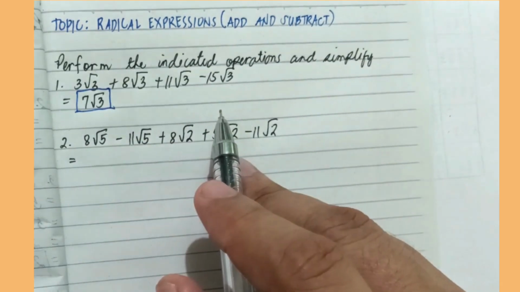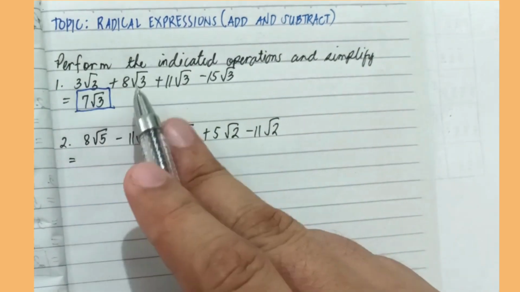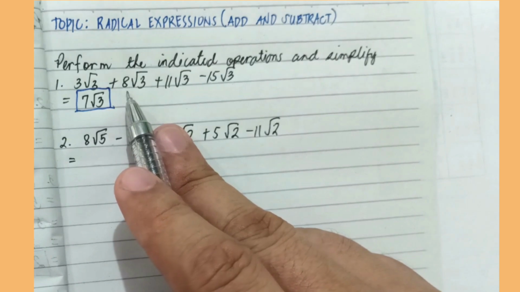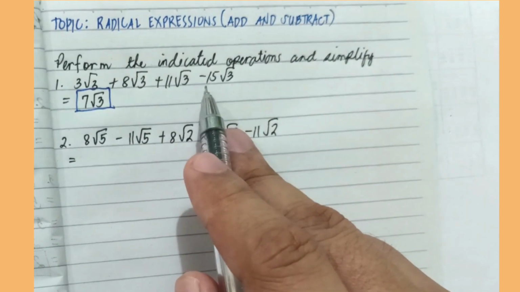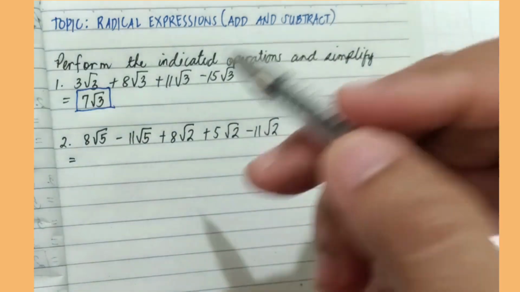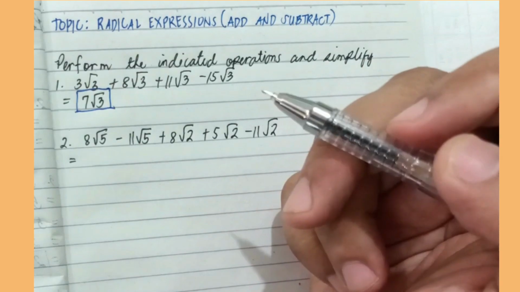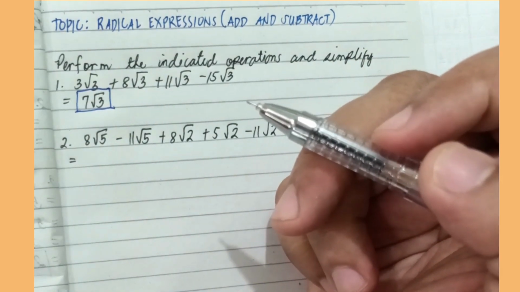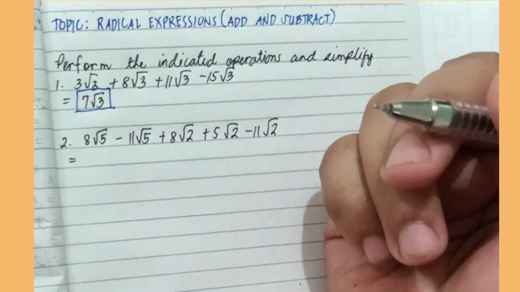So we are now performing the operation on the numbers outside. So we have now 3 plus 8, which is 11, plus 11, which is 22, minus 15, so we have 7. So copy the square root of 3, so therefore we can claim now that the answer of number 1 is 7 square root of 3. Okay, and let's proceed to number 2.